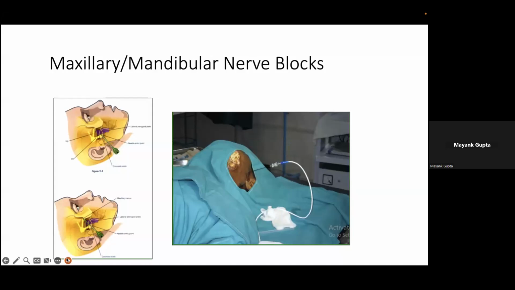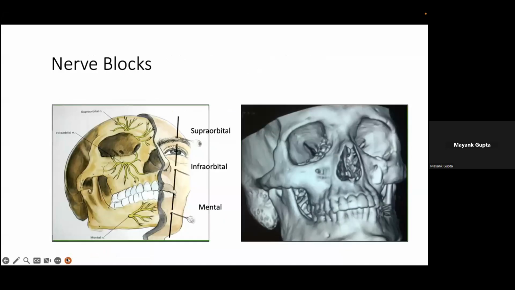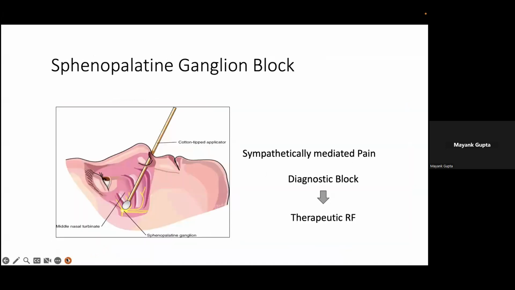Not only foramen ovale, we can go for maxillary and/or mandibular nerve block or radiofrequency ablations. If the patient has pain in particular in the distribution of a particular nerve, for example, we can go for a supraorbital, infraorbital, or a mental nerve block.